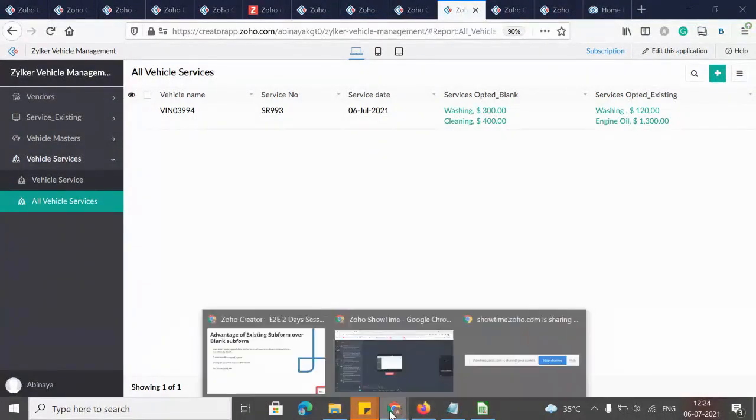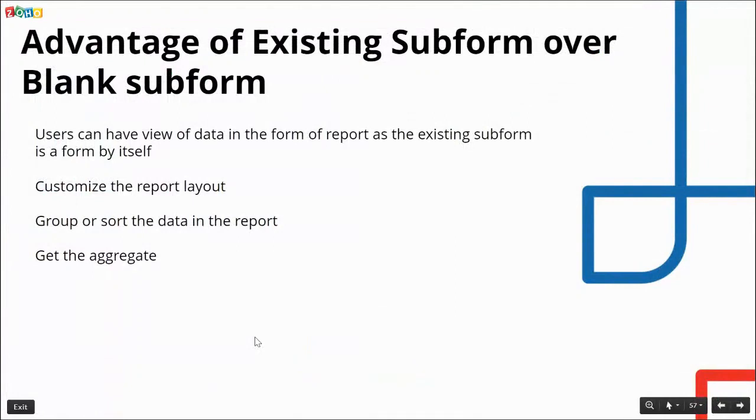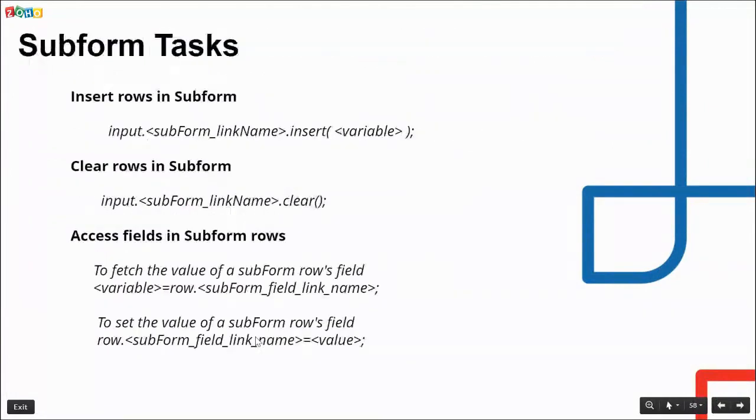So coming to the other concepts of subform, there are a few subform related tasks that need to be performed. You can insert a row into the subform using the syntax given here, you can also clear the rows in the subform, and also access fields in the subform rows. So here is the syntax that's being given: input dot subform link name dot insert. You would have a better understanding of this when we get into the concept of Deluge.